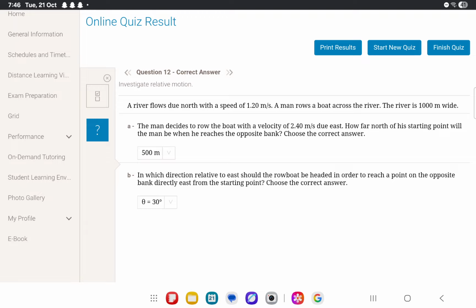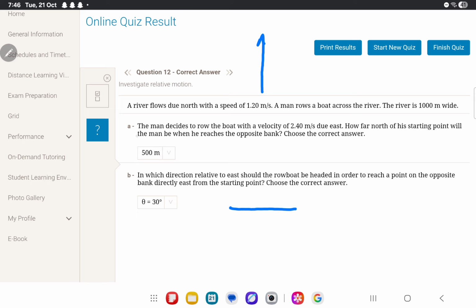So, a river flows north with a speed of this. Okay, so the river is flowing like this. All right, that's perfectly fine. We've established this very reasonably. Okay, now a man rows the boat. The river is 1,000 meters wide. So the guy is rowing the boat east. Right, so he's rowing the boat east at 2.4 meters per second.